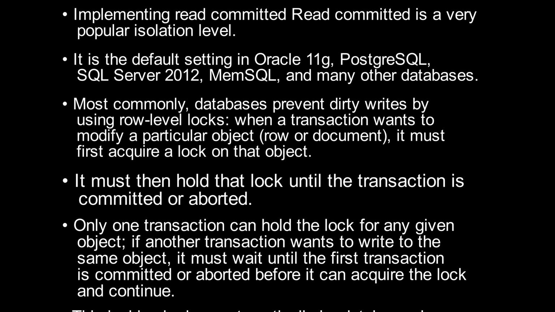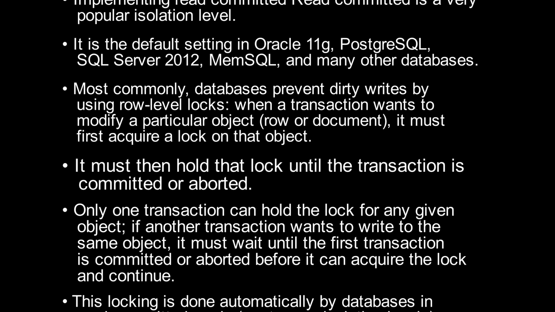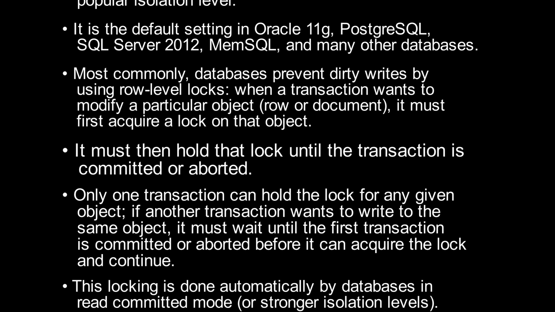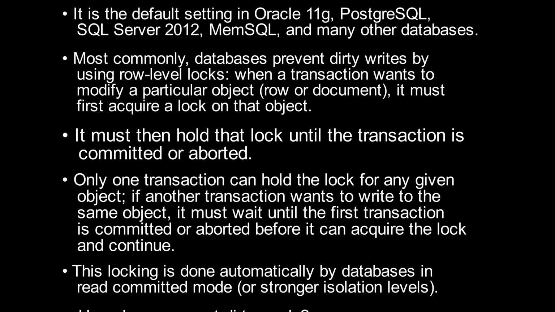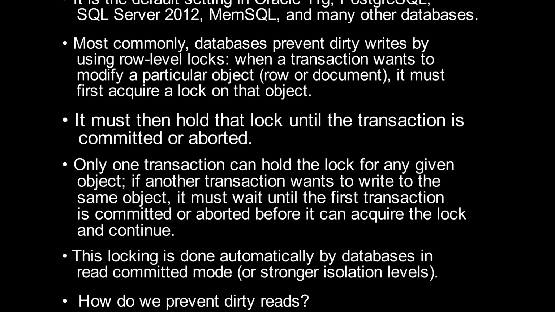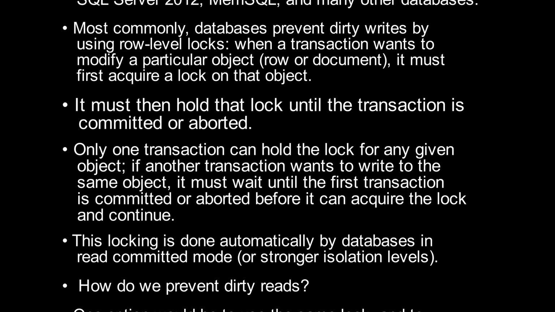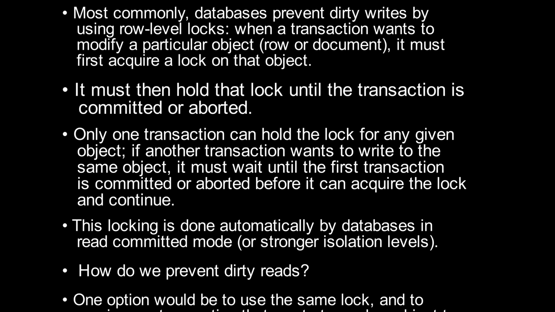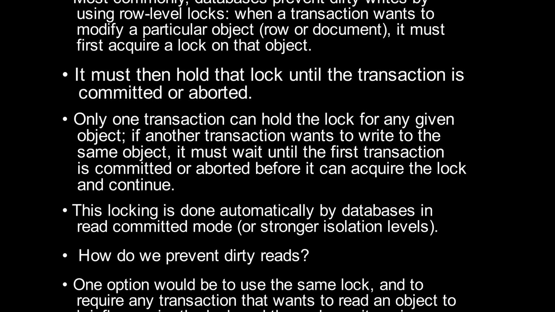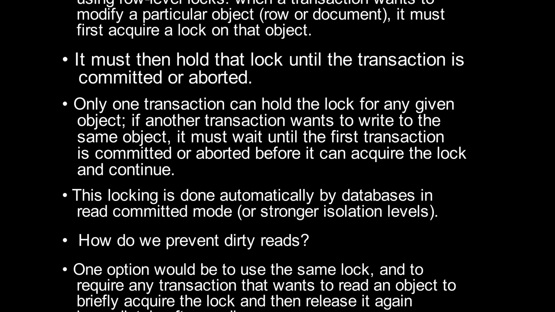Only one transaction can hold the lock for any given object. If another transaction wants to write to the same object, it must wait until the first transaction is committed or aborted before it can acquire the lock and continue. This locking is done automatically by databases in read committed mode or stronger isolation levels.